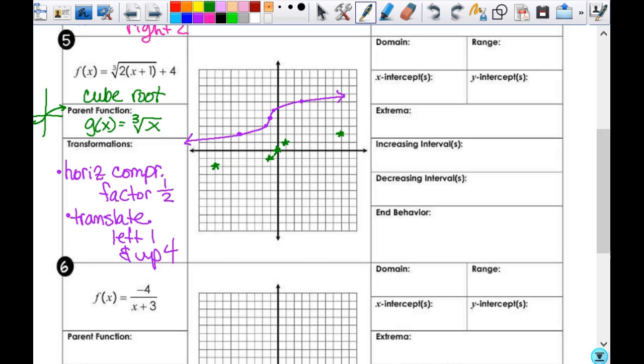So we got our cube root graphed, and everybody's okay with how we're transforming the points? We understand how to get there? Okay, so then filling in the rest of this should be a piece of cake. So the domain is the same as the parent function. I'm going from negative infinity to infinity. Range is also from negative infinity to infinity.